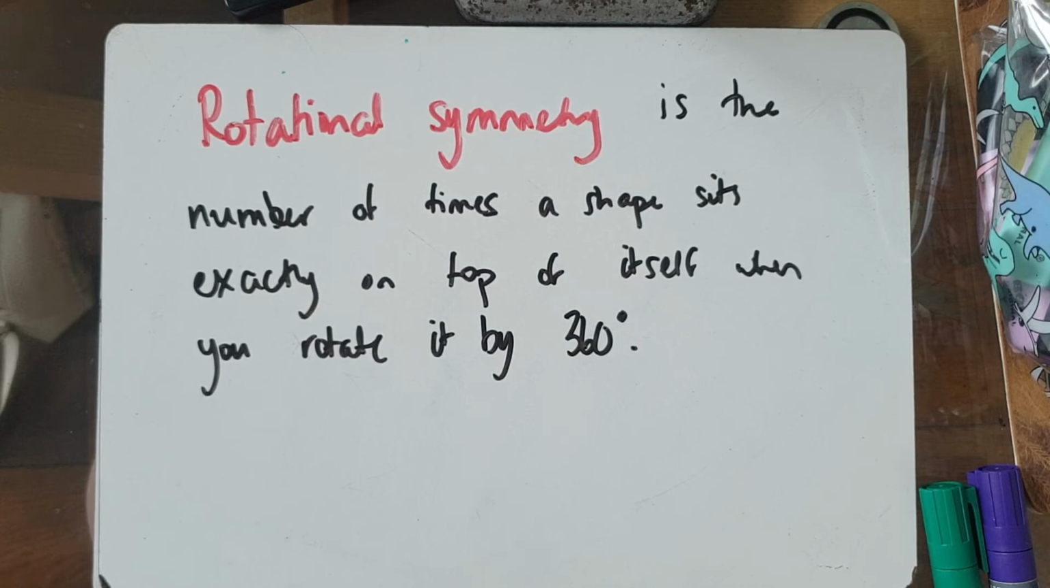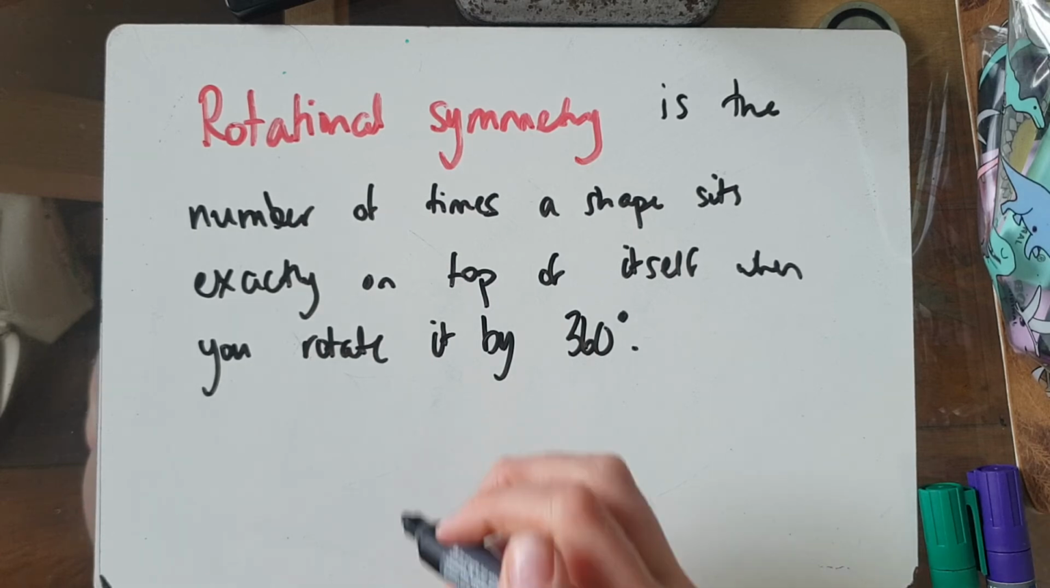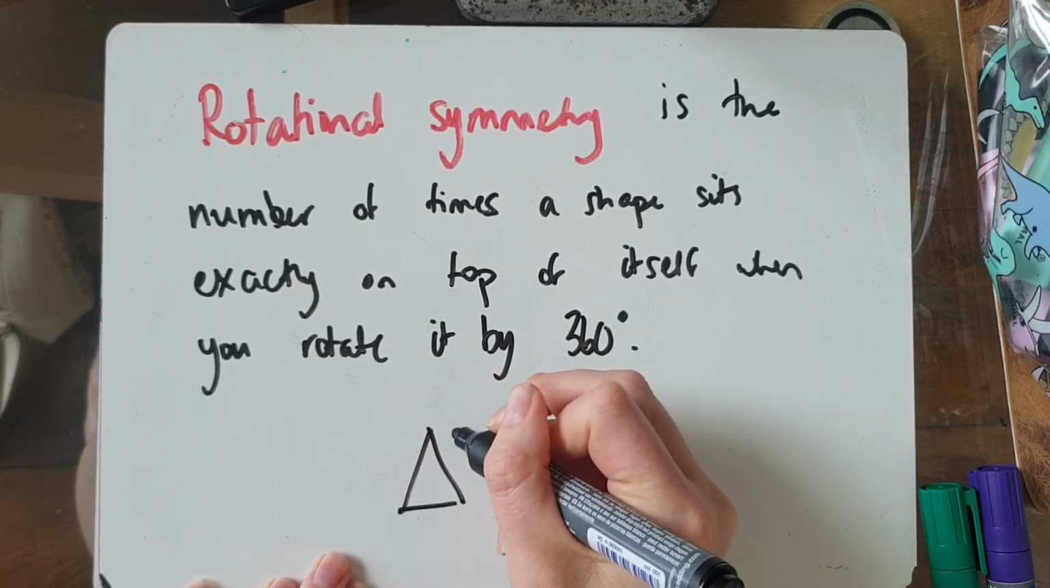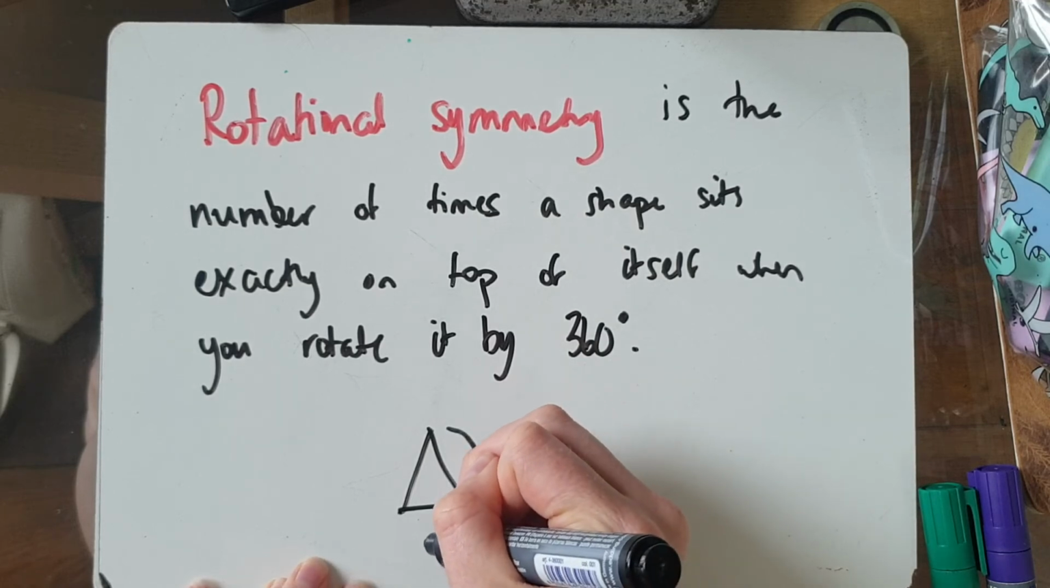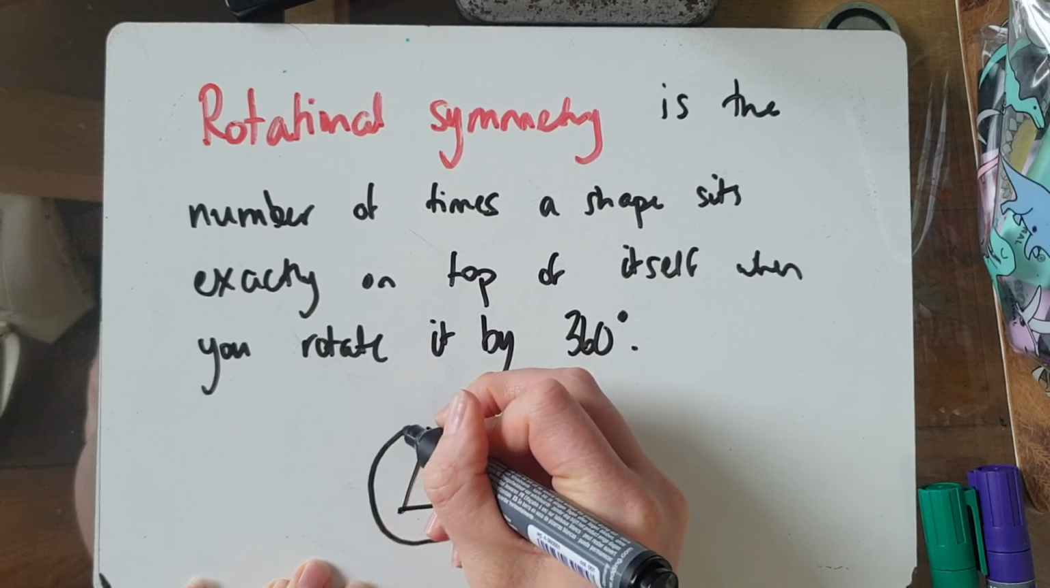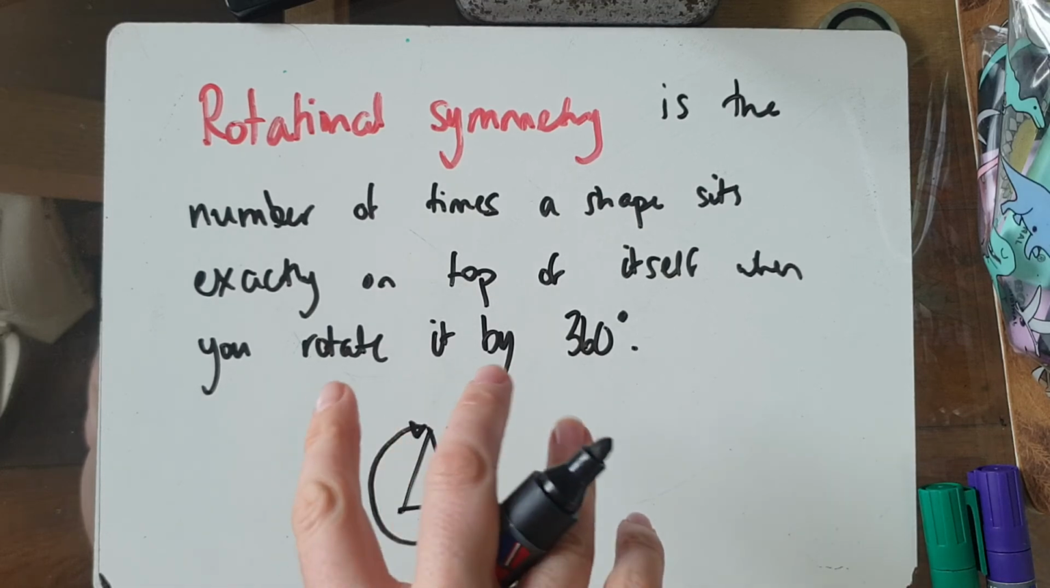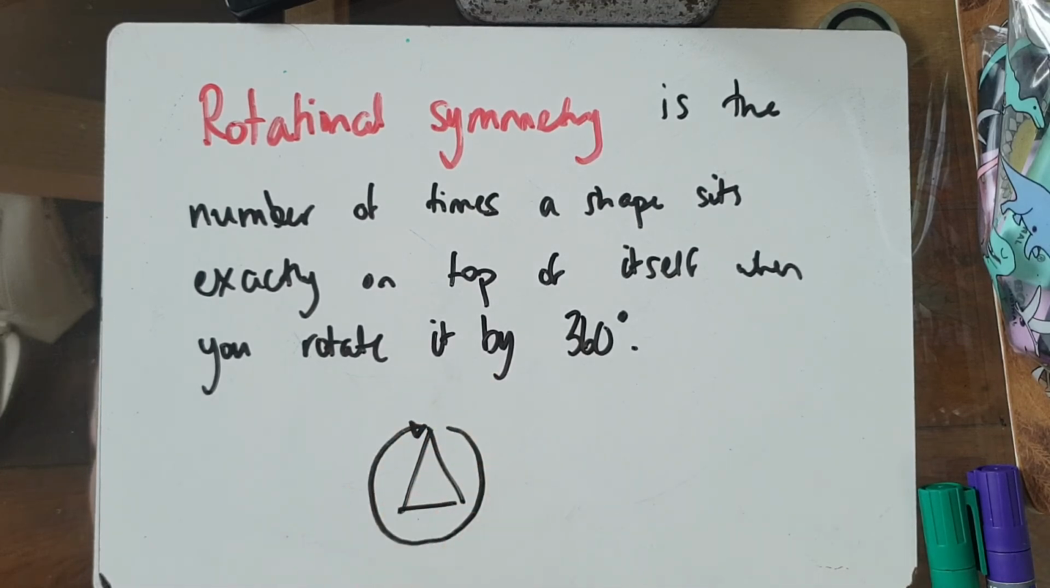So, writing this down please, rotational symmetry is the number of times a shape sits exactly on top of itself when you rotate it by 360 degrees. So you take a shape, you rotate it slowly through 360 degrees, and you record every single time through that rotation that it sits exactly on top of itself, and each one of those would be rotational symmetry.